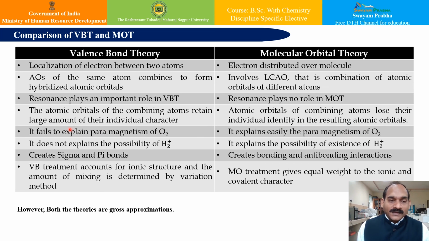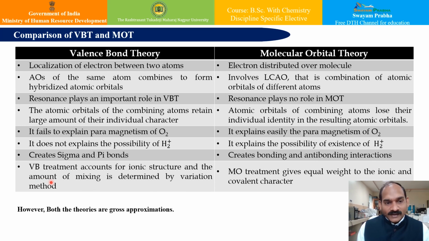Now, valence bond theory completely fails in explaining the paramagnetic nature of oxygen, whereas molecular orbital theory succeeds in explaining the paramagnetism in oxygen. Also, according to VBT, the H2 hydrogen molecular ion cannot exist, whereas molecular orbital theory can suggest the possibility of existence of the hydrogen molecular ion. Now, valence bond theory creates sigma and pi bonds, whereas in molecular orbital theory, we see the appearance of bonding and anti-bonding interactions.